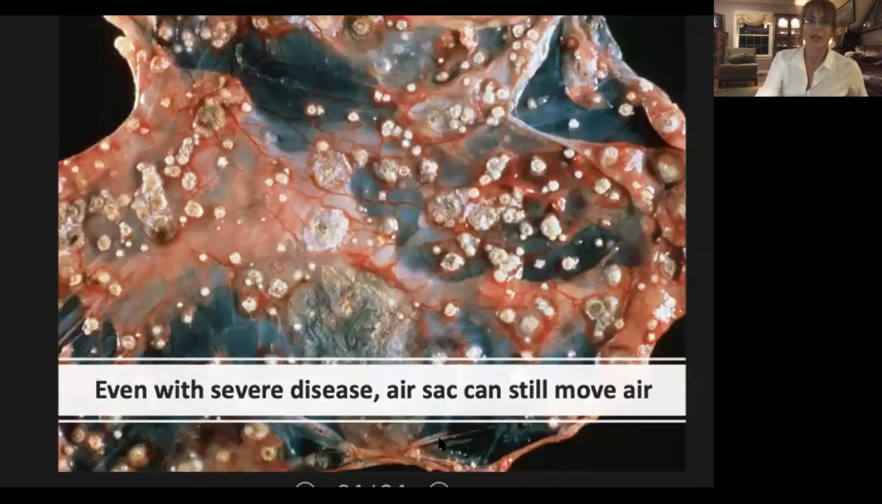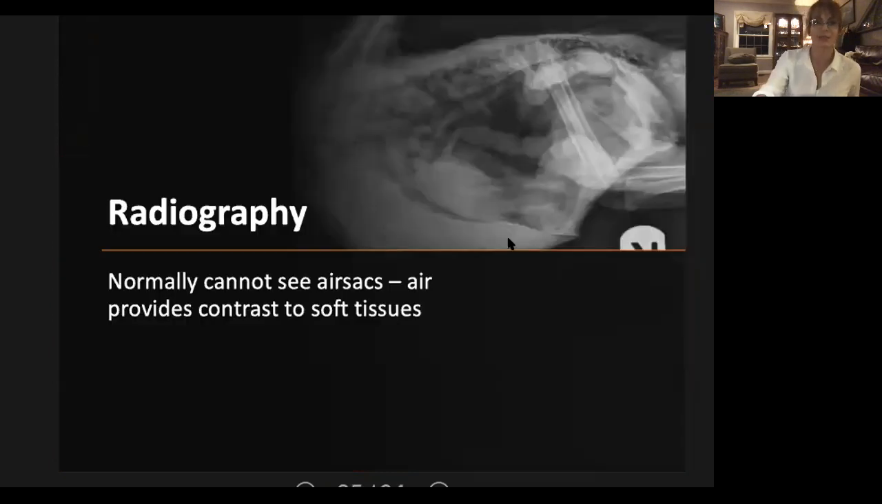And going back to that air sac, this is a really severe case of aspergillus, but that air sac is still flexible and it can still move and it can still push air in and out. So until they become rigid and stiff because they're completely covered with aspergillus, you're not going to see dyspnea as a clinical sign of air saculitis. You're just going to get those non-specific signs.